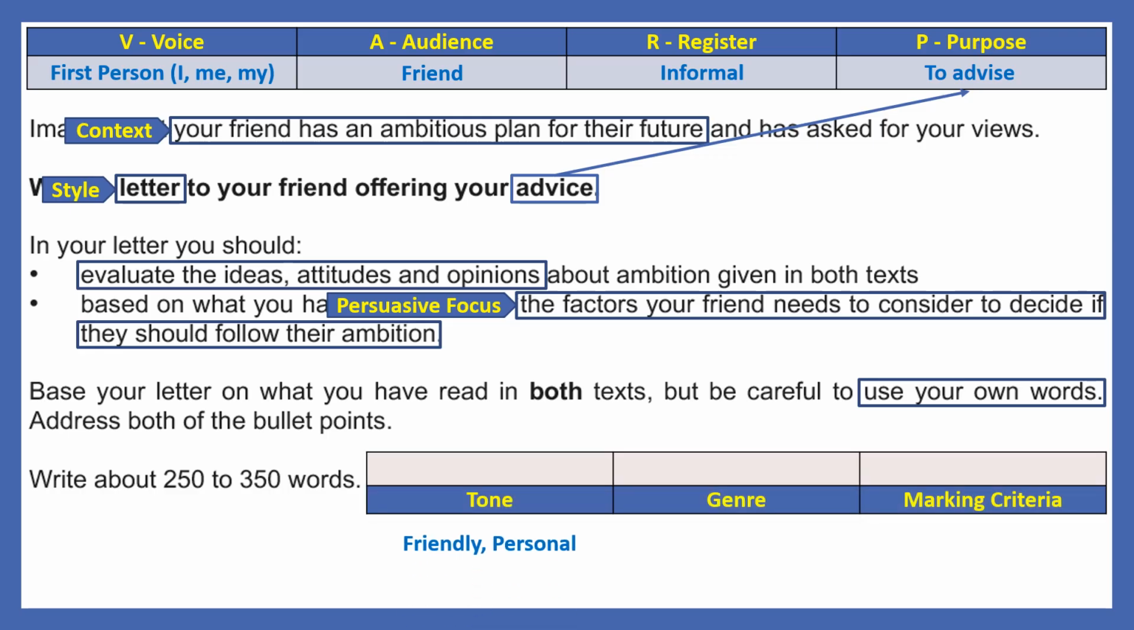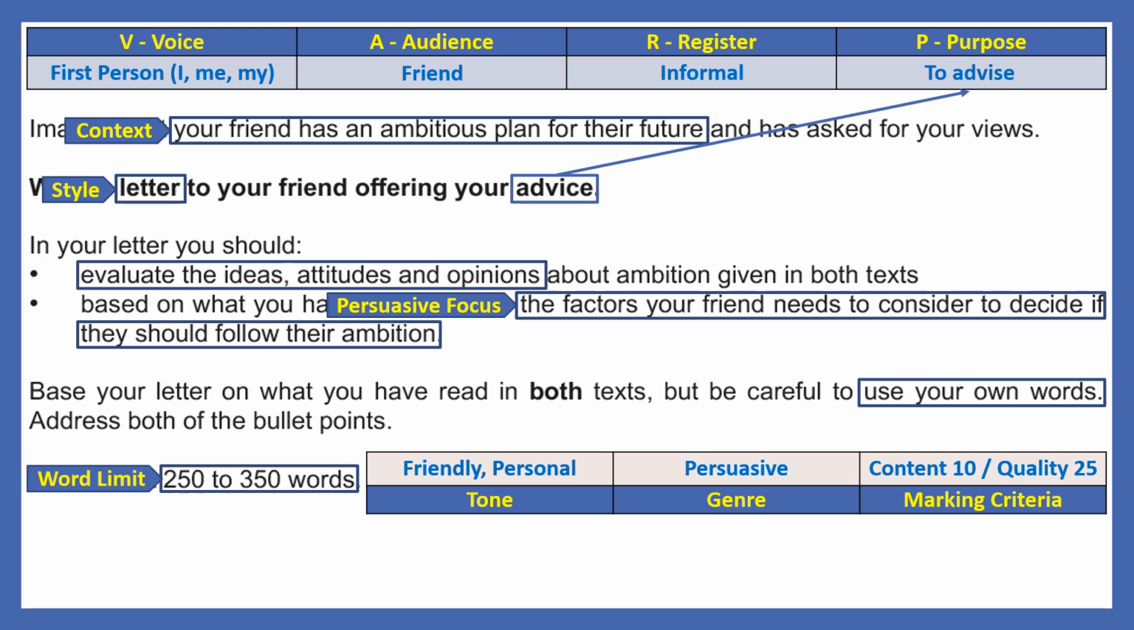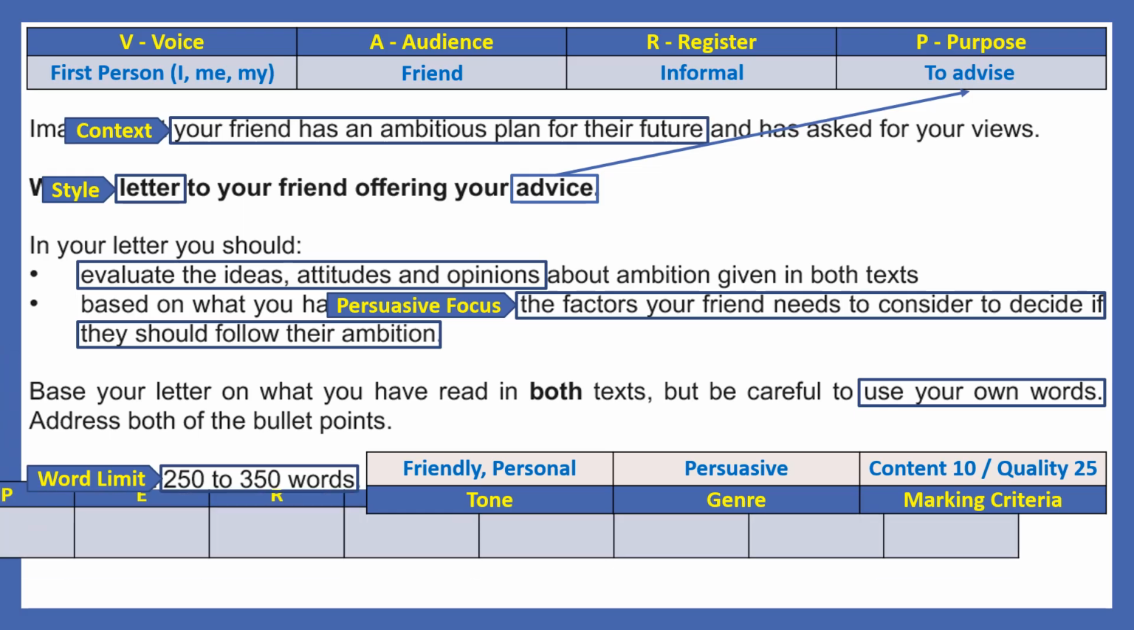Once you understand the task, focus on the technical aspects of your response. What tone should you adopt? Friendly and personal. What is the genre? Persuasive. What are the marking criteria? Content 10 marks, which rewards basing the letter on the text, and quality 25 marks, which assesses the style, structure, and accuracy of your writing. What is the word limit? 250 to 350 words.